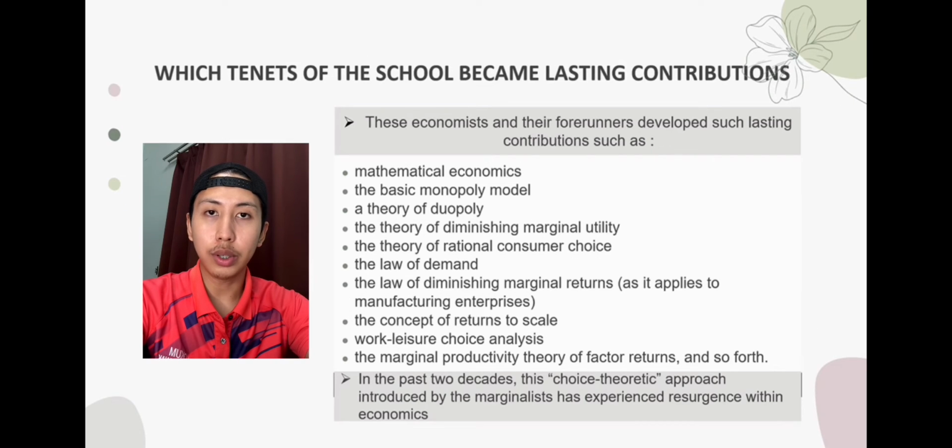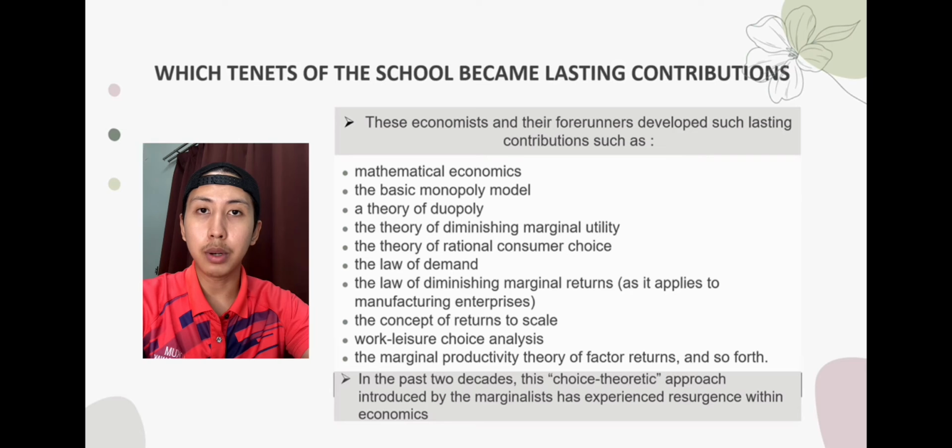Next, I'm going to talk about which tenets of the marginalist school became lasting contributions. These economists and their forerunners developed such lasting contributions as mathematical economics, the basic monopoly model, a theory of duopoly, the theory of diminishing marginal utility, the theory of rational consumer choice, the law of demand, the law of diminishing marginal returns as it applies to manufacturing enterprises, the concept of returns to scale, work-leisure choice analysis, the marginal productivity theory of factor returns, and so forth. In the past two decades, this choice-theoretic approach introduced by the marginalists has experienced a resurgence within economics.